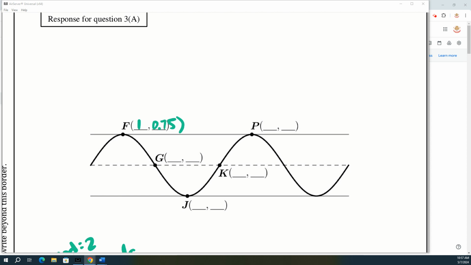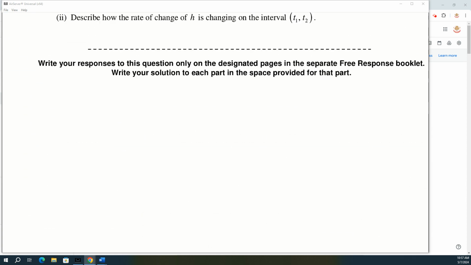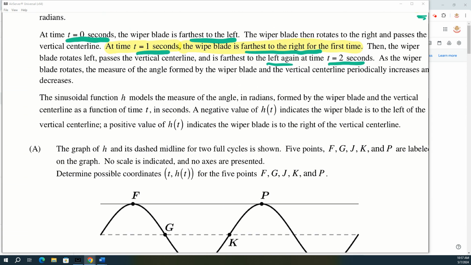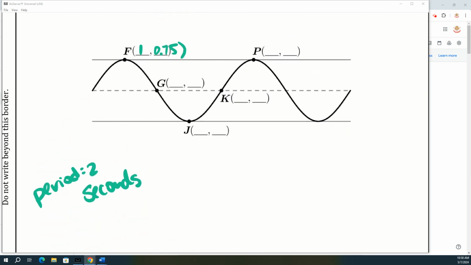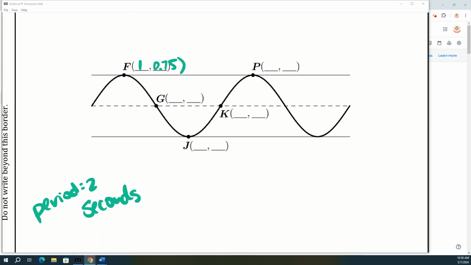All right, so this one is set up way different than the ones that we practiced. It tells us another point also. It tells us next that it's farthest to the left at time 2 seconds. So what letter is that going to be? The 2 seconds, and it's going to be J. So 2 seconds. And then farthest to the left, the angle is going to be negative 0.75.